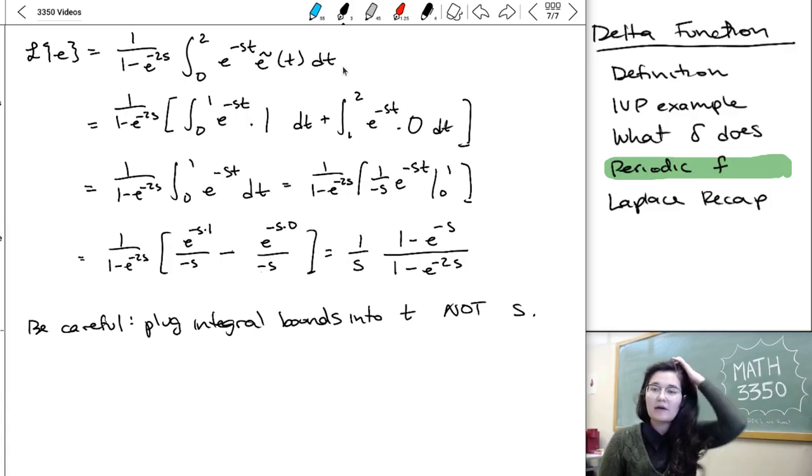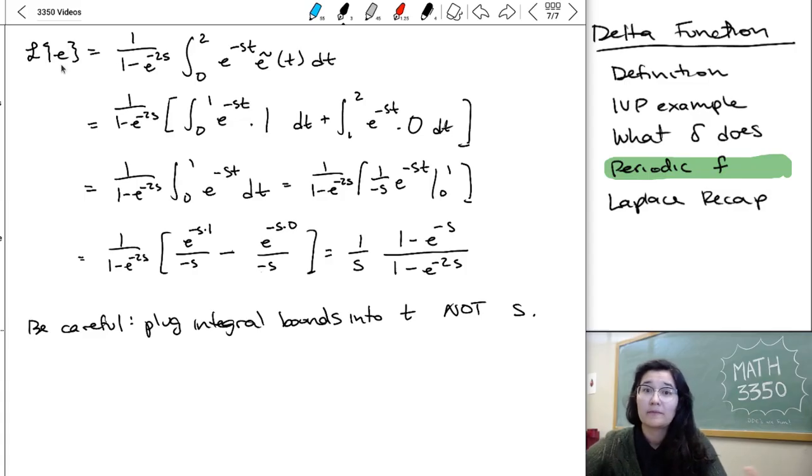is that you do have to remember to plug those integral bounds into values of t, not values of s. So since we're taking a Laplace transform, we know that all t should go away and I should only have s left over. When you're integrating, it's easy to forget that. So just be careful of what you're integrating with respect to, and you should be okay for this type of problem.